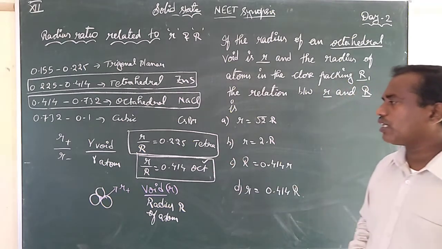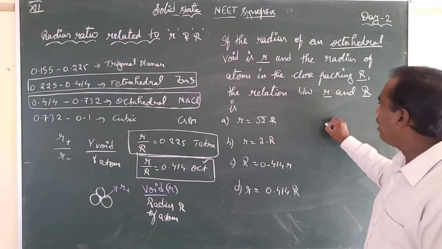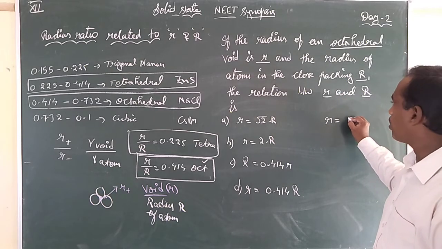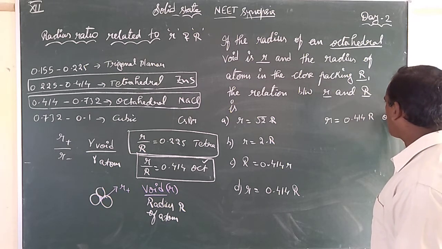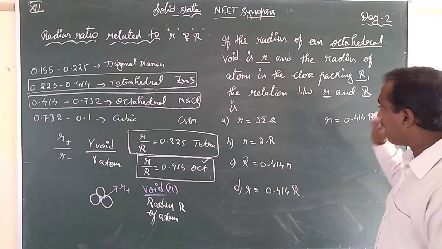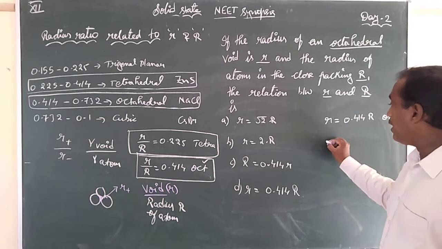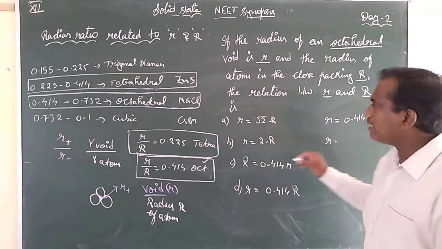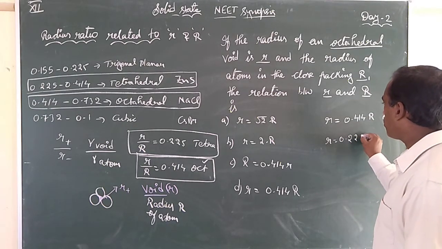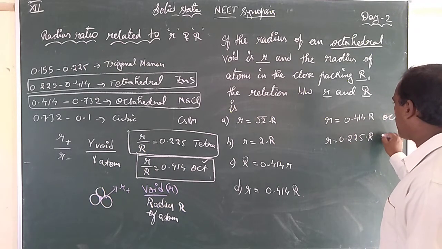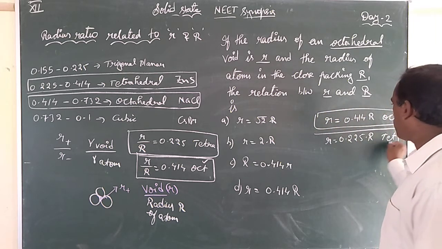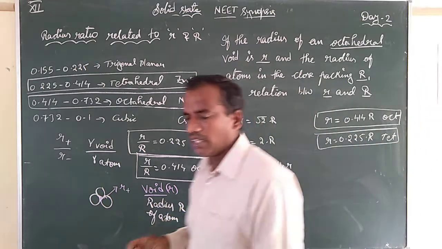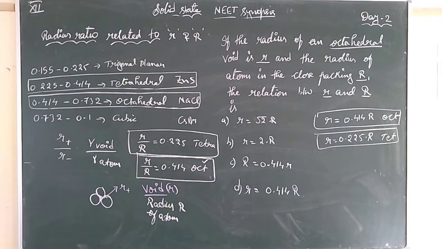But if they mention clearly that they are asking for r, how do we find it? r is equal to 0.414 into R in the case of the octahedral system. That is the relation between r and R for the octahedral system. And in the case of the tetrahedral system, r is equal to 0.225 into capital R. This is their relation. Because this type of question may also be seen in the NEET examination. So if you just want to find a relation, then you must get that formula.